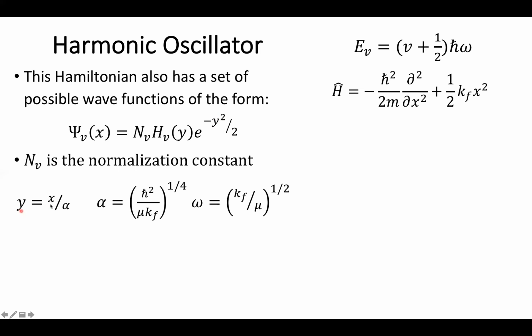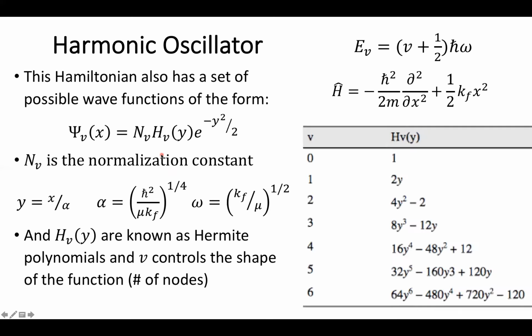And so y is just simply our position value over our alpha value, where our alpha value is essentially the ratio of h bar squared over the reduced mass times the force constant. So this is going to give us a lot of the shape of the die-off of our potential. Now, this leaves us with one very important and kind of pesky variable. This is H_v(y). So this is going to be called a Hermite polynomial.